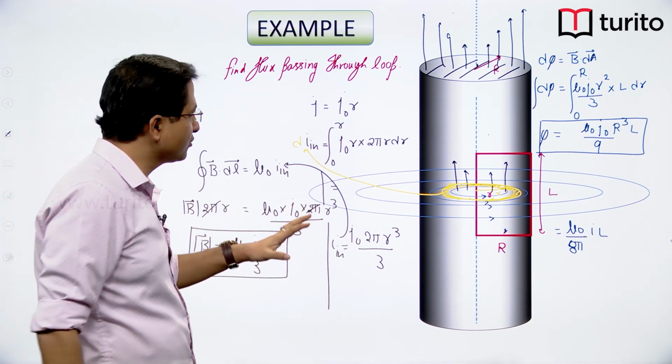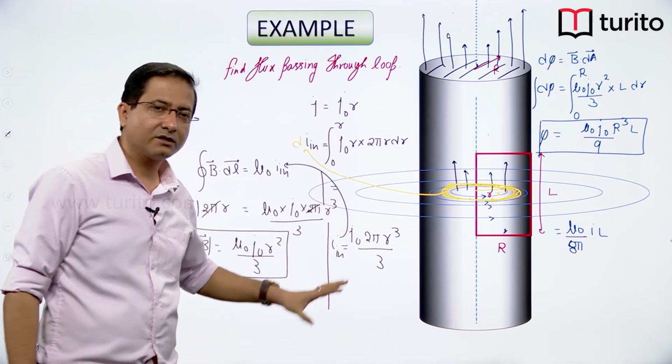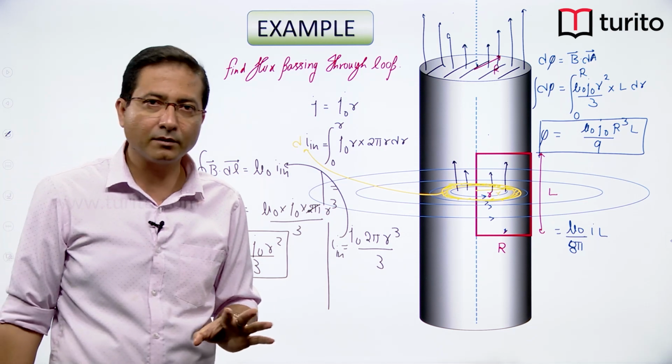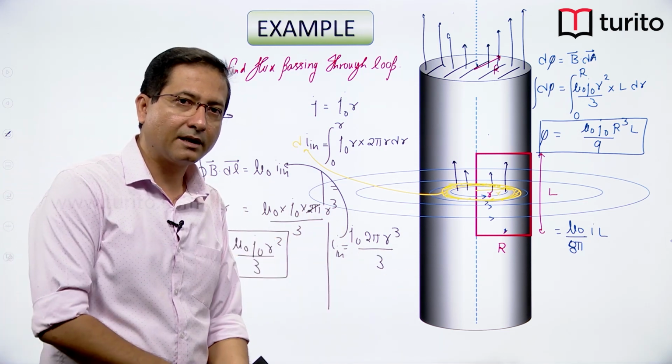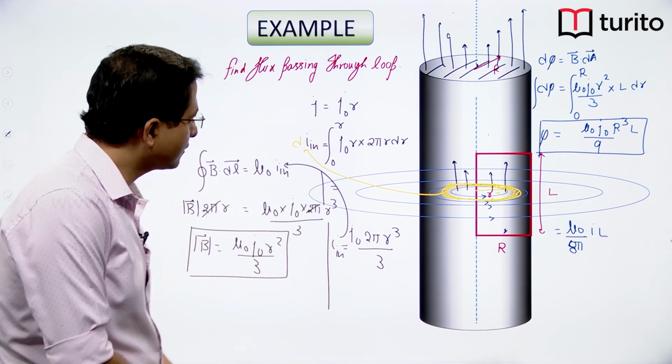So this is the expression if we have non-uniform current distribution. Okay, I hope now procedure is clear. We have done sufficient problems on variable magnetic field. So this whole concept is clear. Let's see some other example.